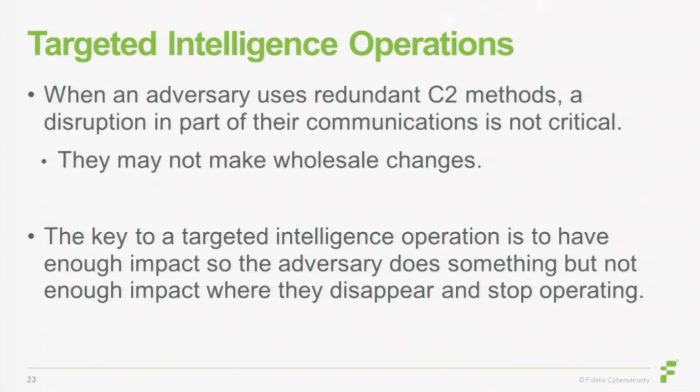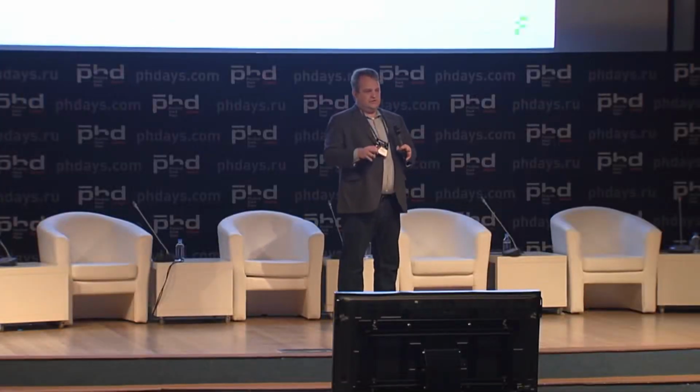So the key to doing this kind of thing is to have enough impact where they notice, but not enough impact where they just disappear and stop operating. It is possible to do something overtly destructive to their operations, where they just tear everything down and start over, and then break your visibility. The key is doing something just enough to get them to make decisions that aren't in their benefit. We'll do a couple of examples.